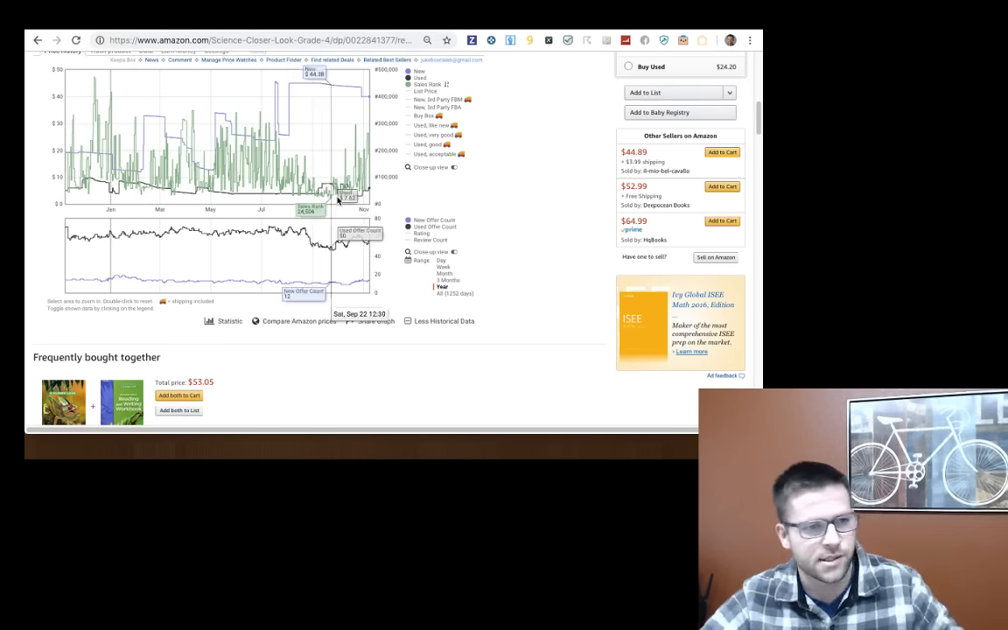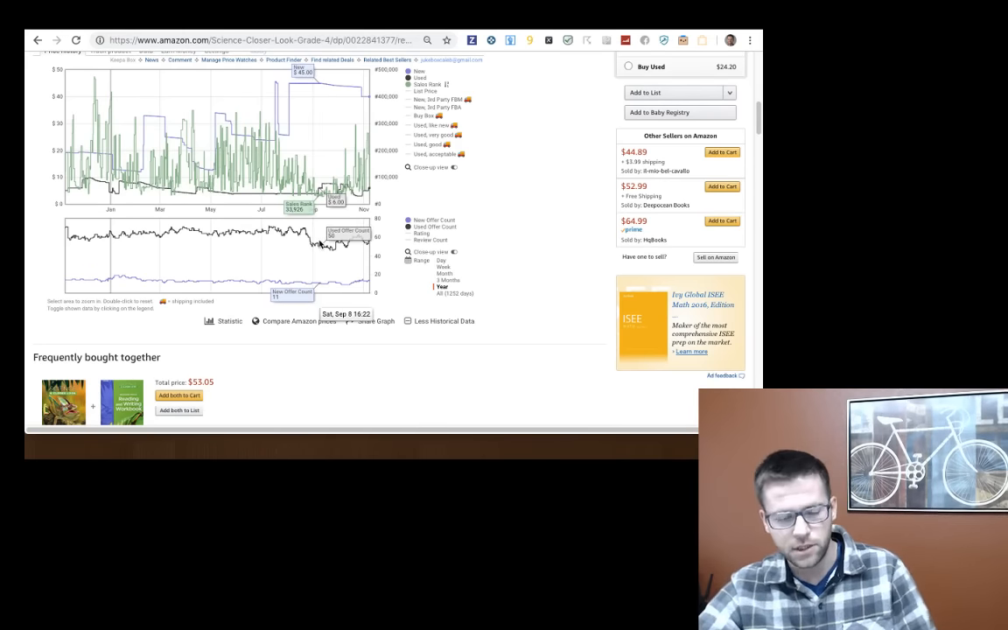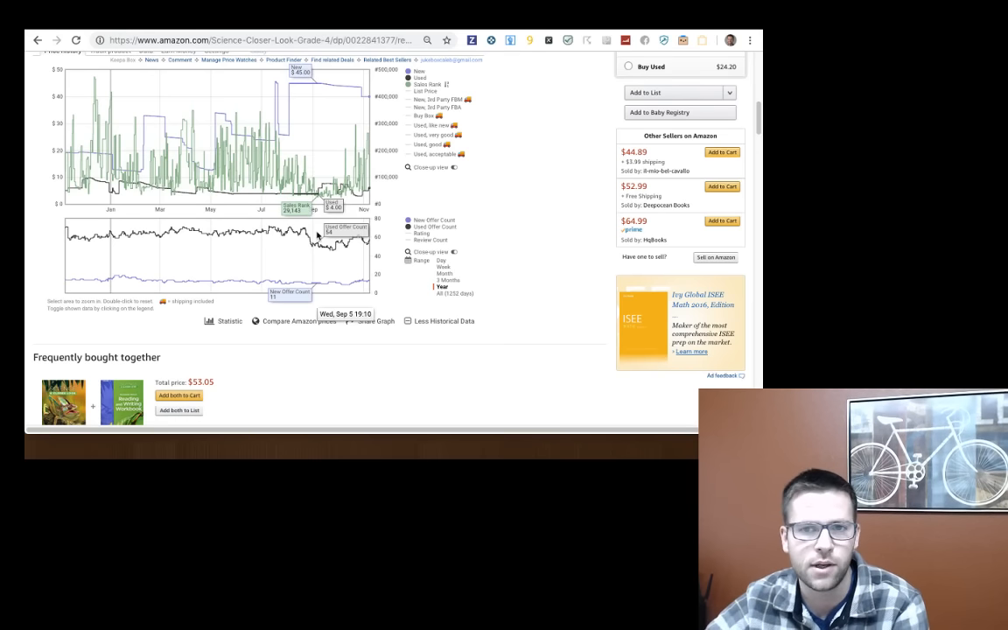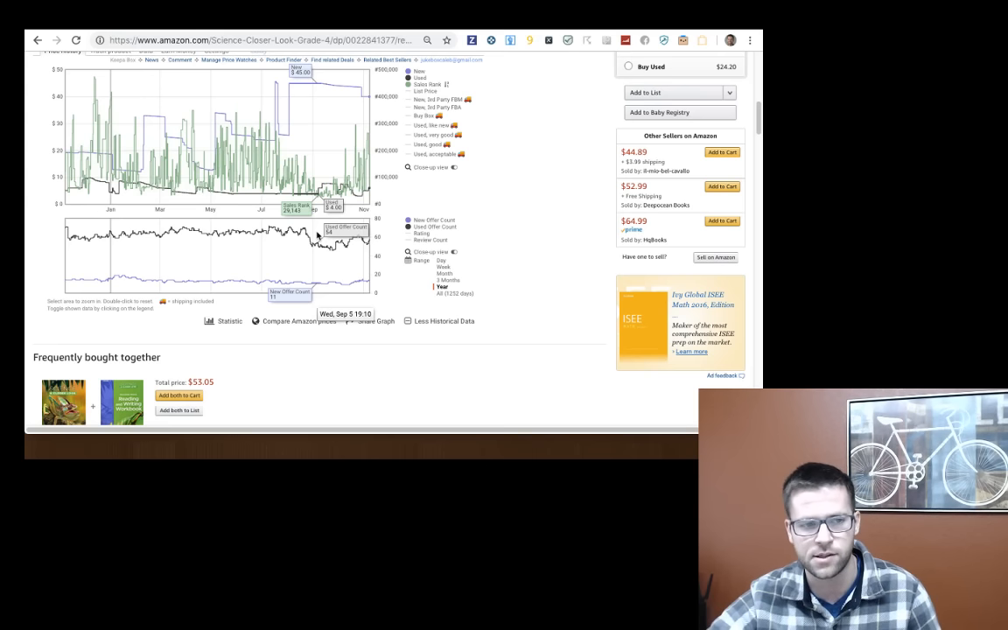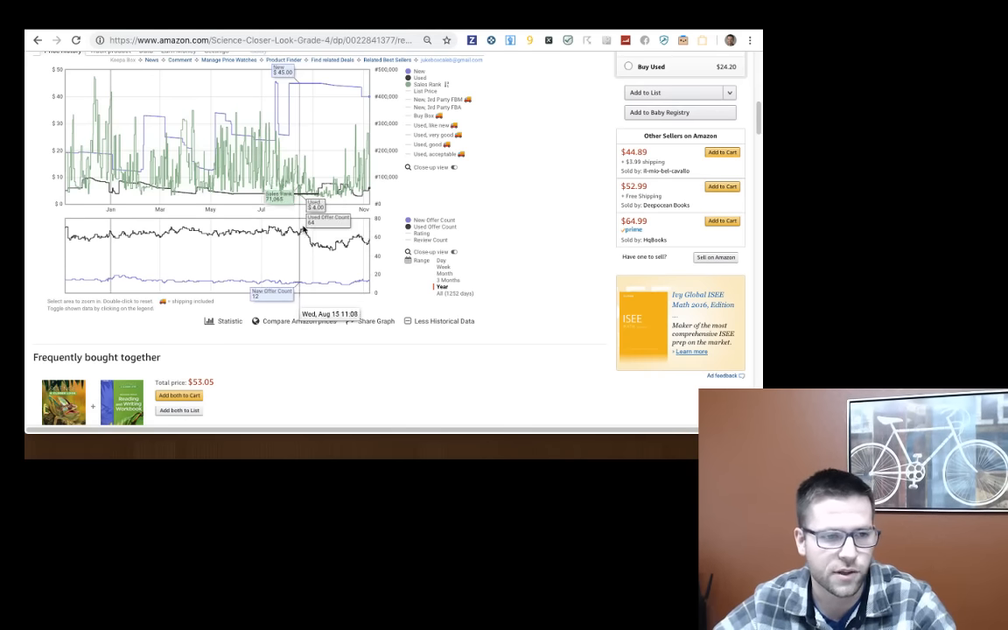For those of you who trade stocks, we've got our price up top, and we've got our volume down below. It's not exactly accurate because one seller could have 50 units and it's not going to show up here. It's just going to show up as one used offer count because that's all that Keepa can see. So it doesn't know that there's 50 sellers, but there's 200 copies total as well. But you can certainly see this drop off.